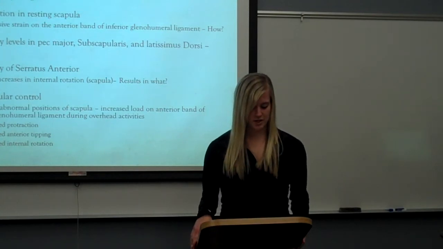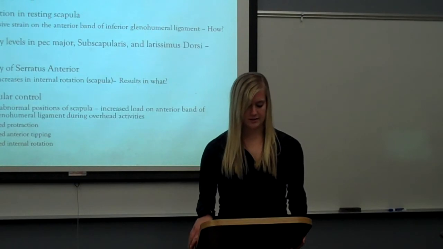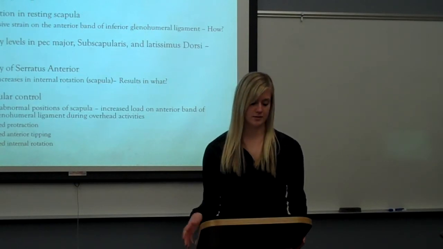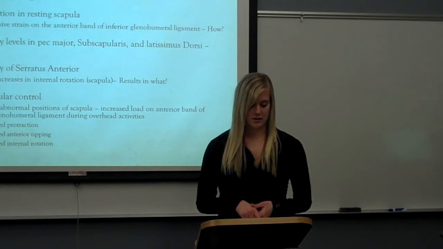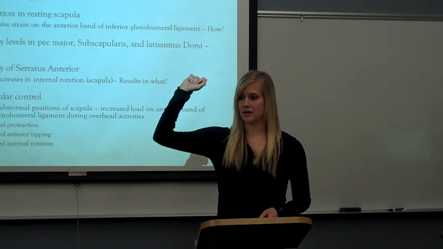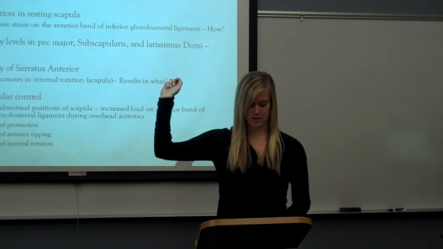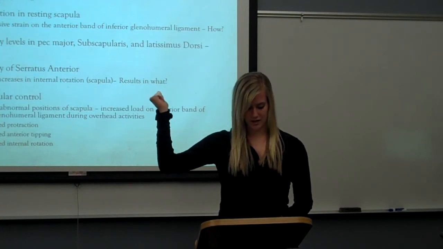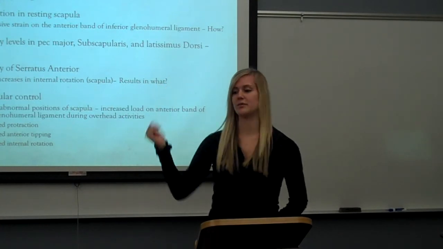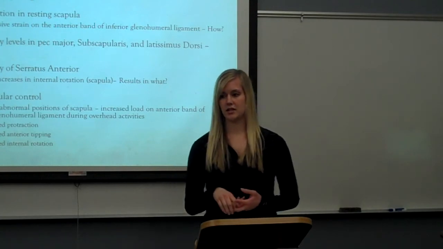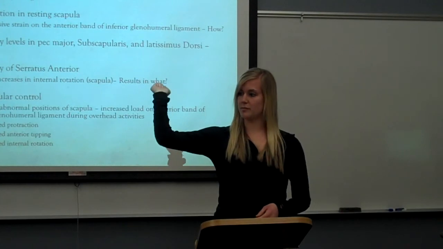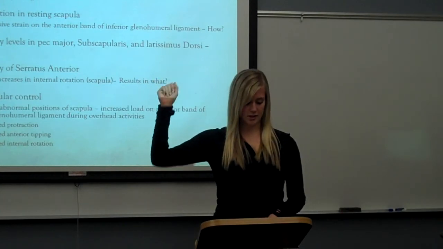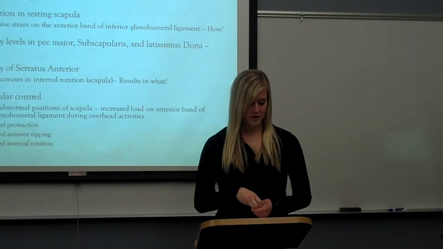For the evaluation, most tests are designed to recreate the sensation of instability or pain. So the apprehension or crank test: the shoulder is at 90 degrees of shoulder abduction and external rotation, with elbow flexion. It can be done standing, sitting, or supine. A positive test is muscle guarding when you push posteriorly on the arm.